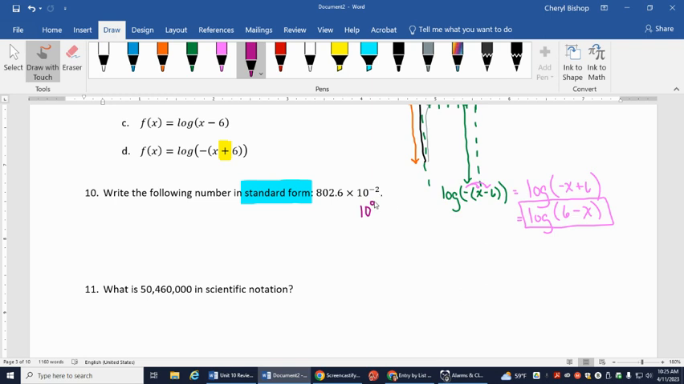So my negative 2 is actually getting bigger, which means this number is going to get smaller, right? By how many places? 2. So it's going to go 1, 2, and we're going to end up with 8.026 times 10 to the 0, but that's just times 1. So 8.026 is my standard form. Questions on 11?